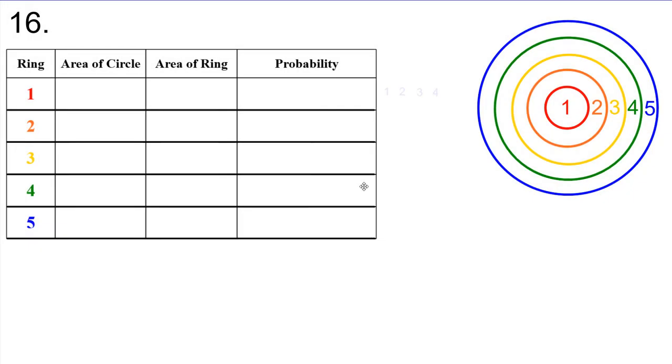All right, number 16. Okay, so on this one we have a dartboard. There are 5 rings of the dartboard. Each ring has a radius of 1 inch, and so there's an additional inch for each additional ring. That's going to be 1 inch more than the previous one. So if a dart is thrown at random and hits the board, then what's the probability it will land in each ring?